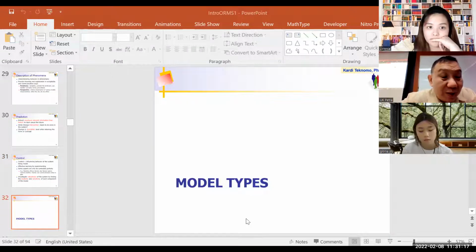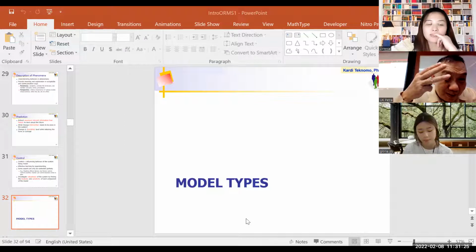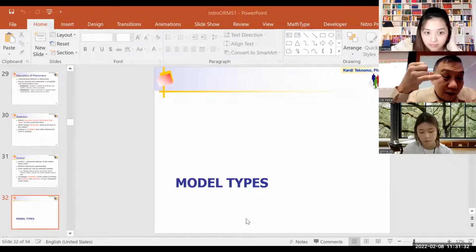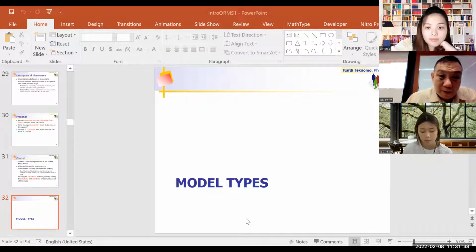Okay, up to here, is there any question before I go to the next topic? Is it clear? The three levels of science: understanding phenomena, prediction, control or optimization.